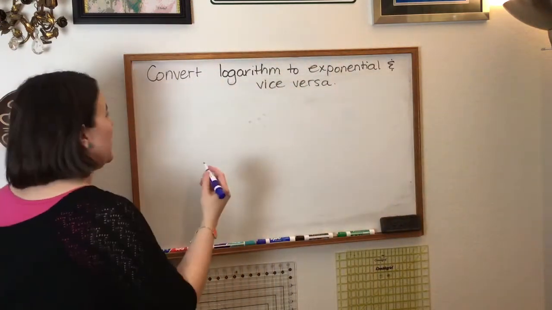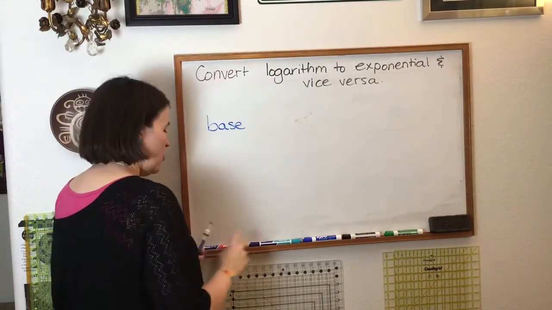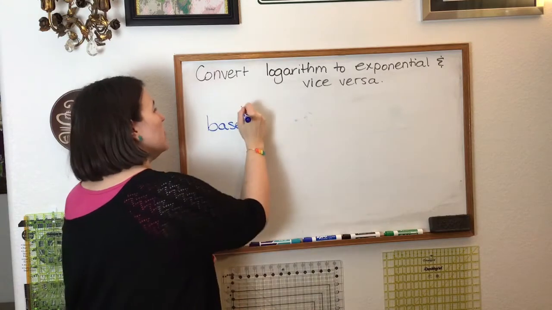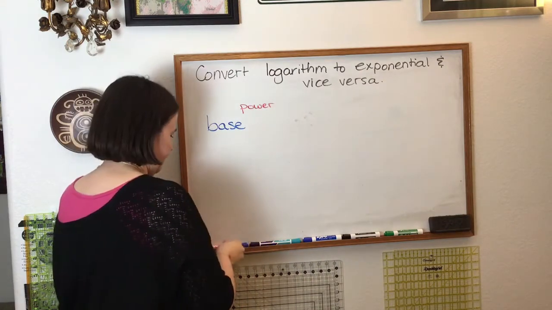When you have an exponential, you normally have a base, and then it normally is to a power, and then that equals a number.